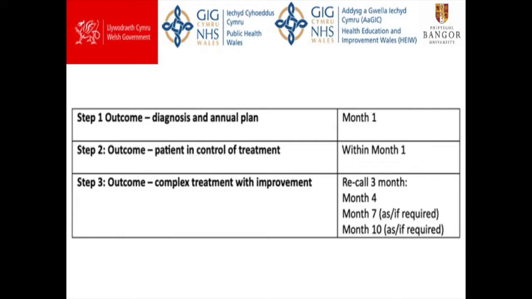Before we look at the detail of the pathway, in its briefest view, the 12-month view of the patient pathway looks like this on the screen. There are 3 steps to it. The first one is establishing the diagnosis and the annual plan for that patient. The second ensures that the patient is now in control of their treatment and engaged with the process. And the third step is the complex treatment and improvement undertaken with the patient over the 12-month period.